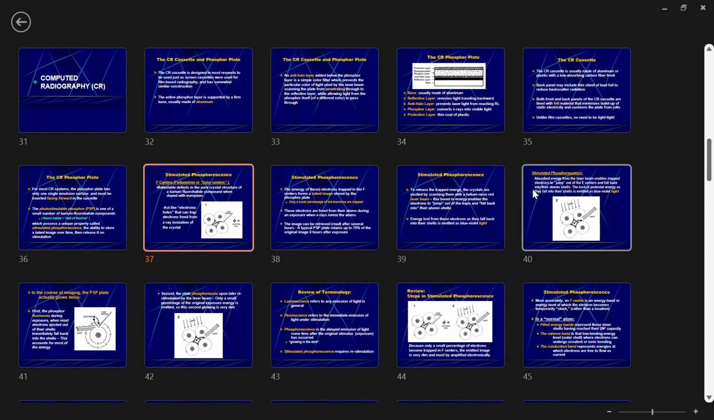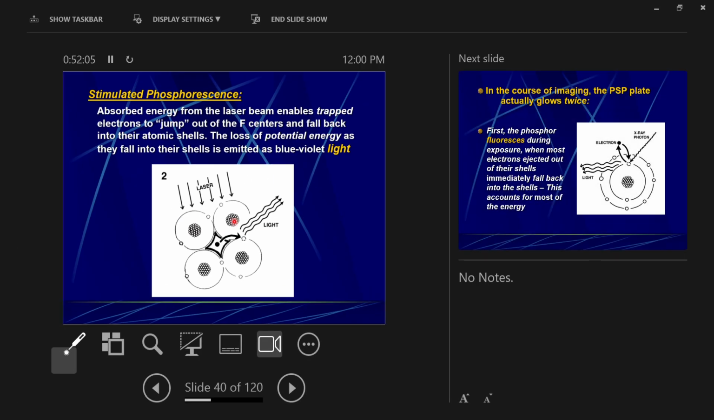When the laser beam comes in and hits these atoms, these electrons are going to absorb the laser. Lasers are a form of light, by the way, in case that wasn't clear. It's going to absorb the X-ray laser energy, and it's going to jump up out of its trap. When it jumps up out of its trap, it is now free to fall back into the atom that it came from.